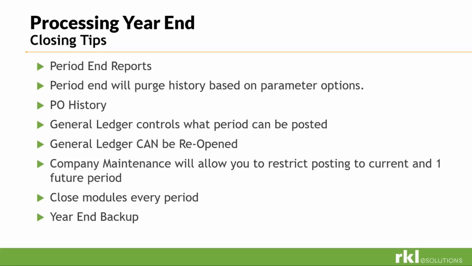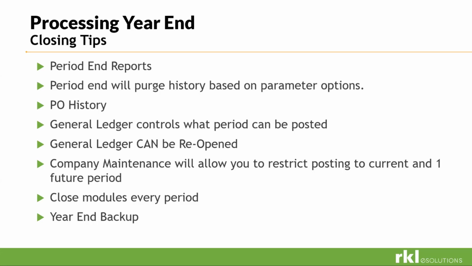Something else to keep in mind is that if you go to company maintenance, which is in Library Master under the main menu, it does give you the option under the Preferences tab to restrict posting to the current period and one future period, which means that if you are currently in the period of January 2020, users cannot post any further than February of 2020. This also means that you'll need to promptly close your periods in order to allow your users to be able to post properly.